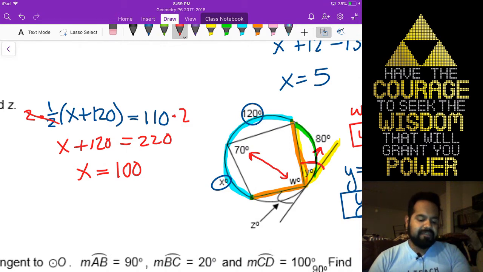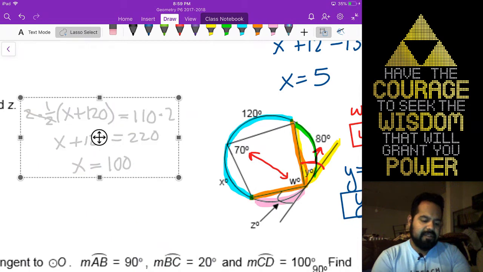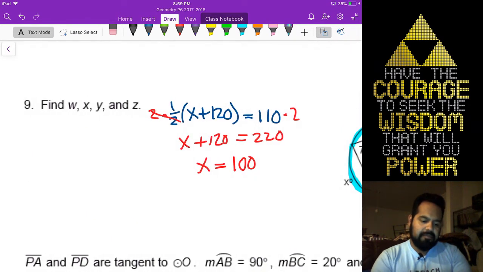Now, solving for angle Z, got to remember that the entire circle adds up to 360. So I need to find this arc measure first here before I can continue on. So what we will say, well, let me cheat a little and kind of move this bit out of the way.